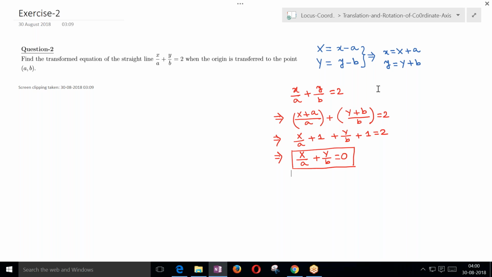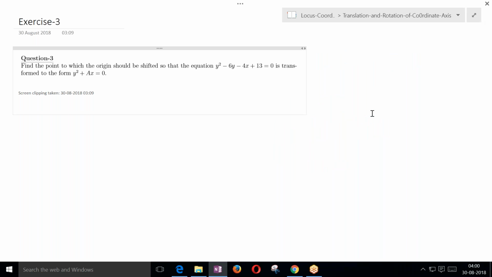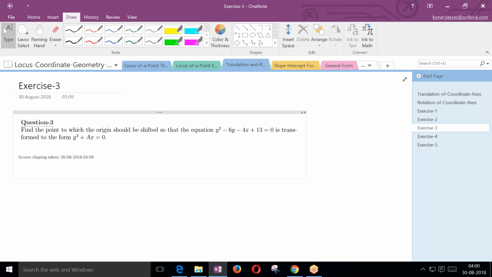The question says, find the point to which the origin should be shifted so that the equation y square minus 6y minus 4x plus 13 is transformed to the form y square plus ax equal to 0. Okay, I want all of you to solve this problem and get back to me.